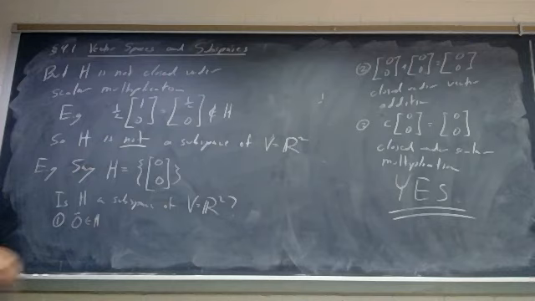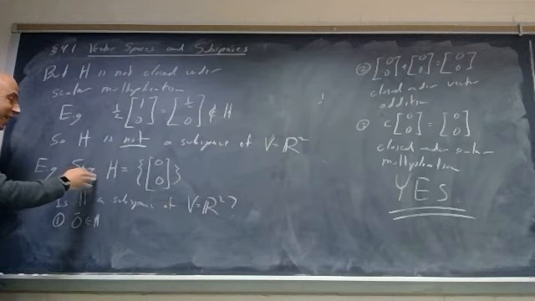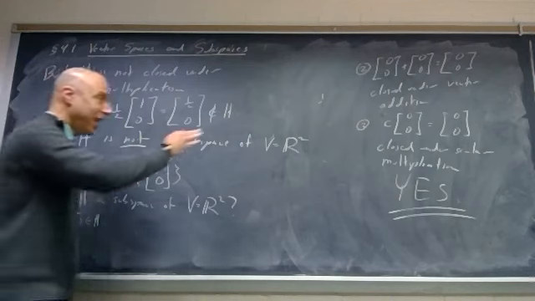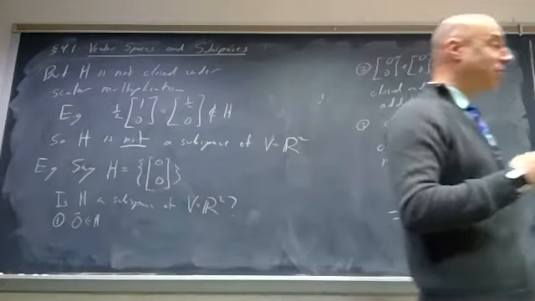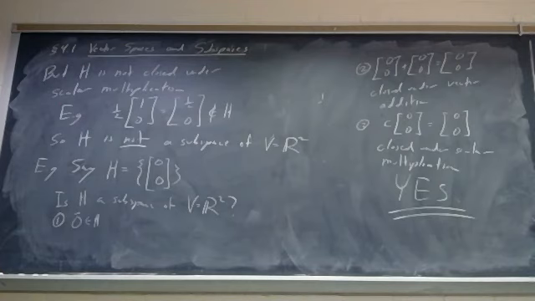And this is how you show that a subset is a subspace. You check all three axioms. You make sure that the zero vector is in there, or you state that the zero vector is in there. You make sure it's closed under vector addition, and you make sure it's closed under scalar multiplication.